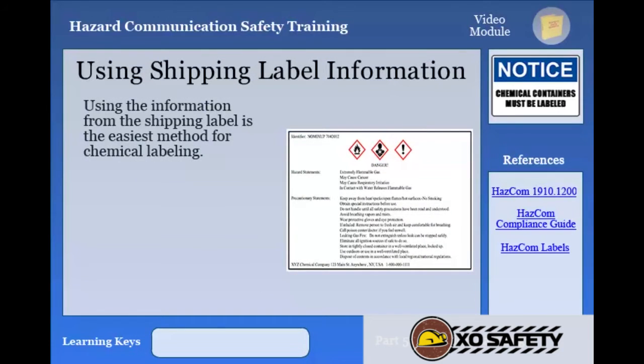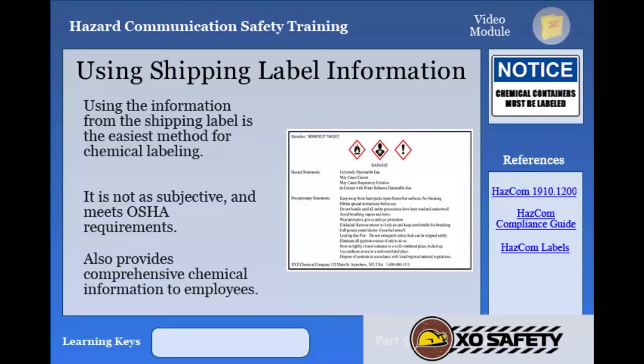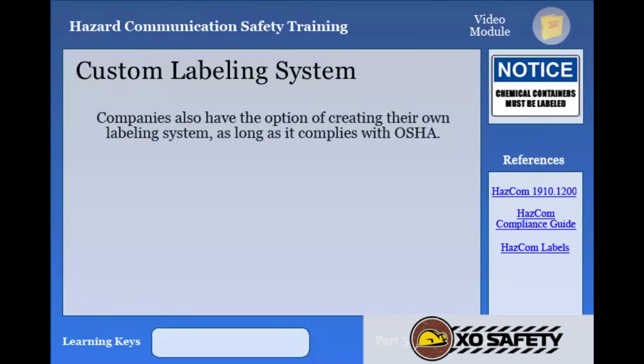Using the information from the shipping label is the easiest method for chemical labeling. It is not as subjective as the other method, and it meets OSHA requirements. It also provides comprehensive chemical information to employees. Companies also have the option of creating their own labeling system, as long as it complies with OSHA. Here is how OSHA describes the criteria for custom labels.